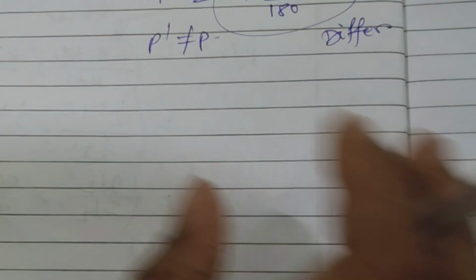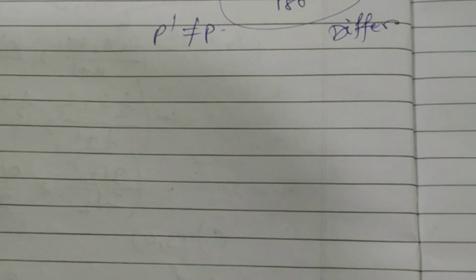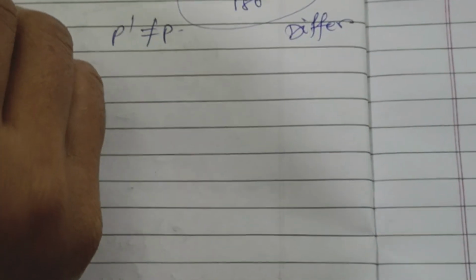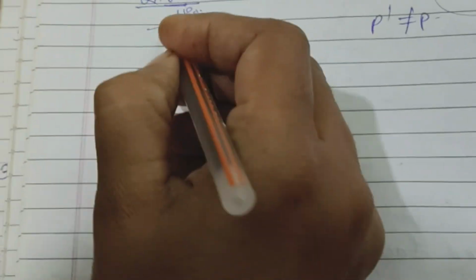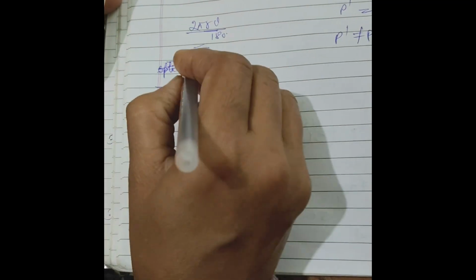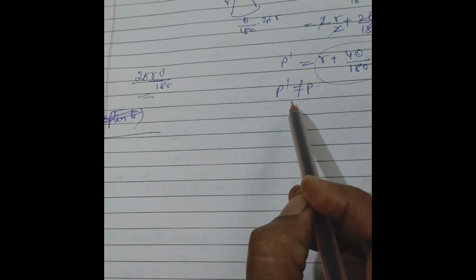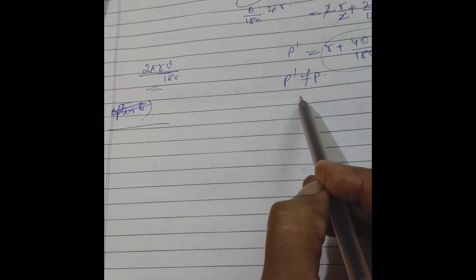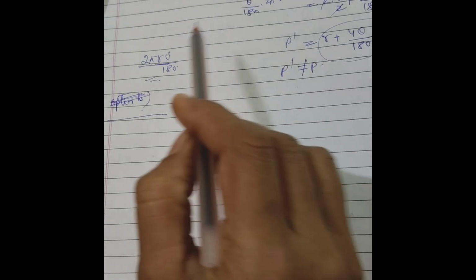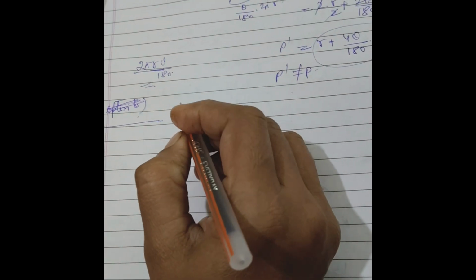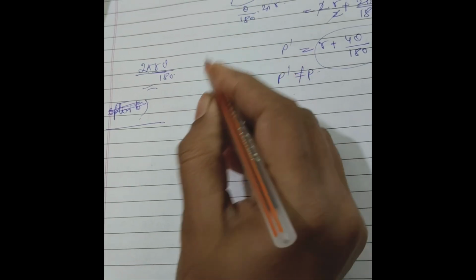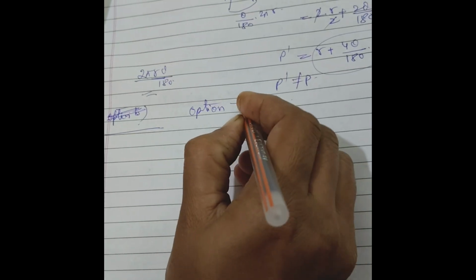assertion A is false. Now reason R: the length of the arc subtending angle theta at the center of a circle of radius r is pi r theta by 180. Also it is given, so this is correct. So you see, p dash is not equal to p, but assertion was false and reason is correct, and reason has no connection with assertion. That's why reason is not the correct explanation of assertion. That's why option B is the correct one.